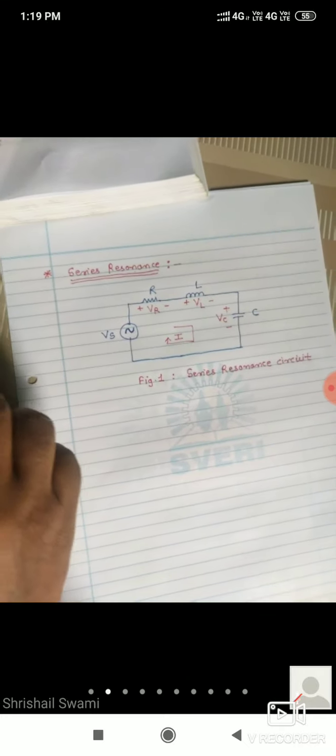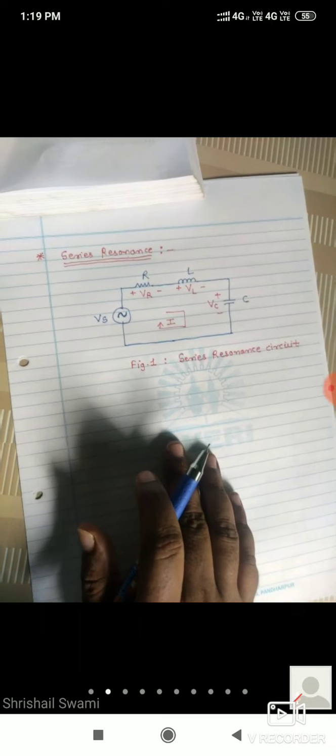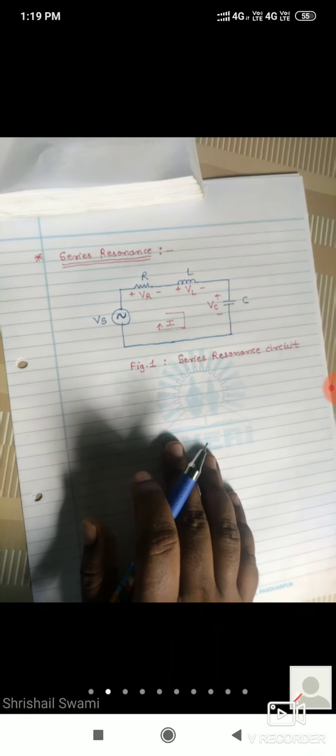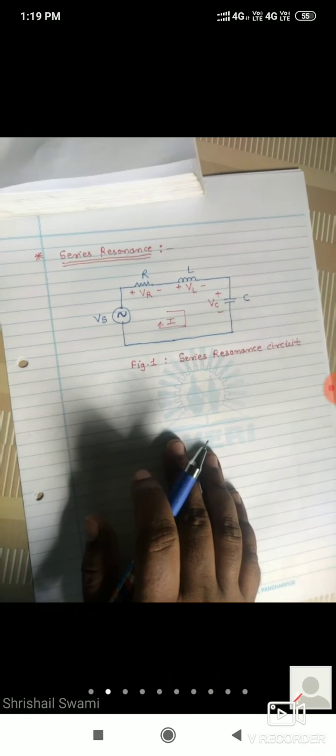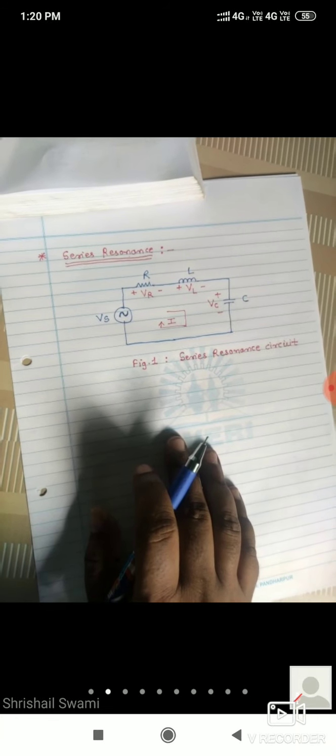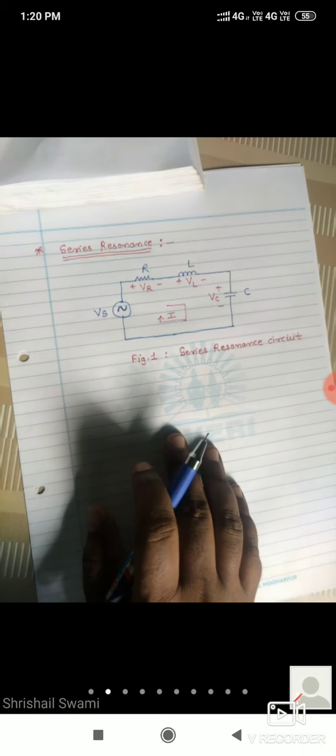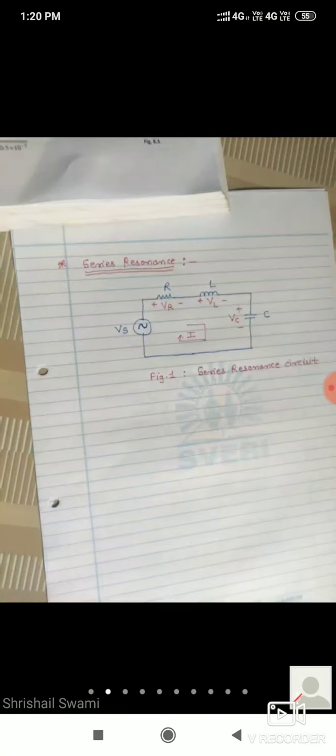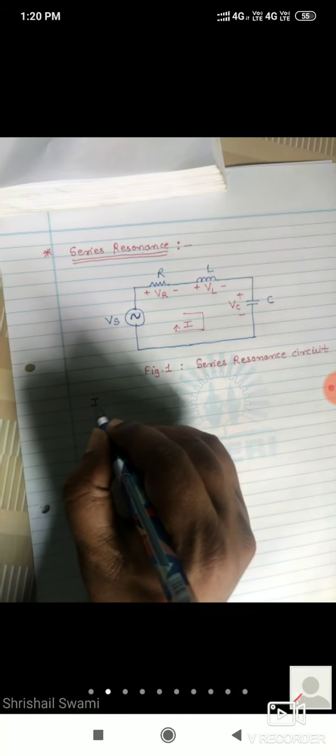Okay. So here the example I have given is a radio receiver. So what is the function of that radio receiver? To select a certain frequency transmitted by a station and eliminate all other frequencies from other stations. So based on that principle, this series resonance circuit will work. So we'll now start the derivation.